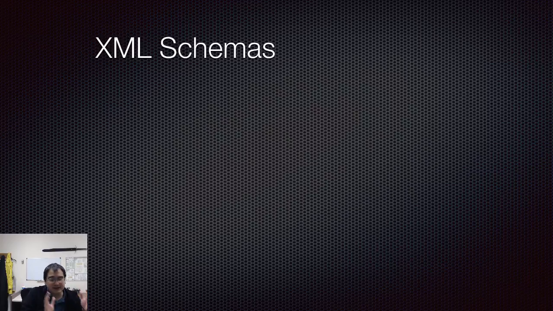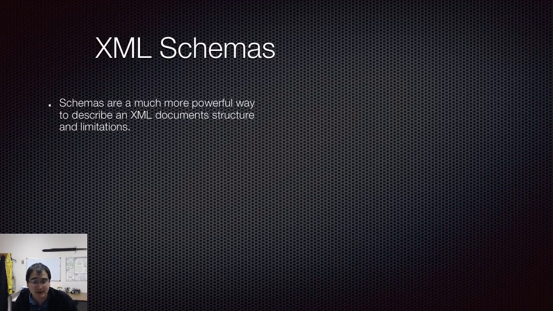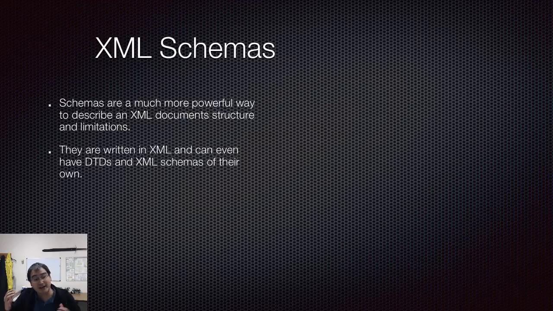Okay, so we've talked about DTDs. That was kind of the older form of how XML used to be schemed. But now there are better versions, which I'll be showing you guys here as well. So XML schemas specifically are a lot more powerful way to describe what is allowed within a particular XML document. They're actually written in XML, and as such, you can actually have a DTD that applies to a schema or a schema that applies to a schema.